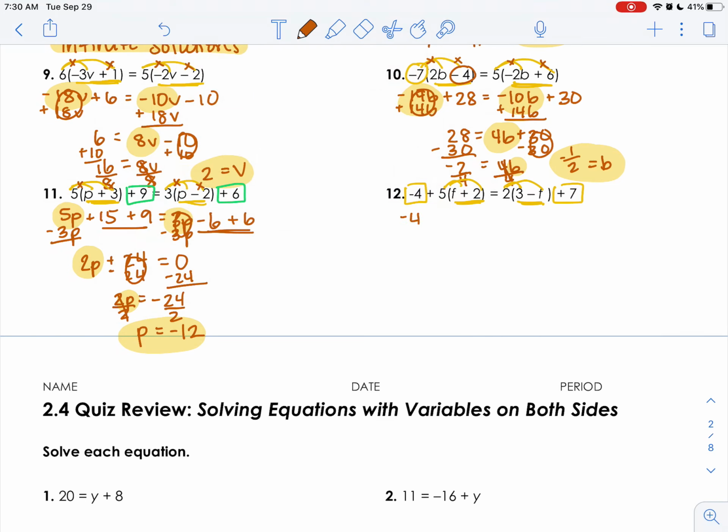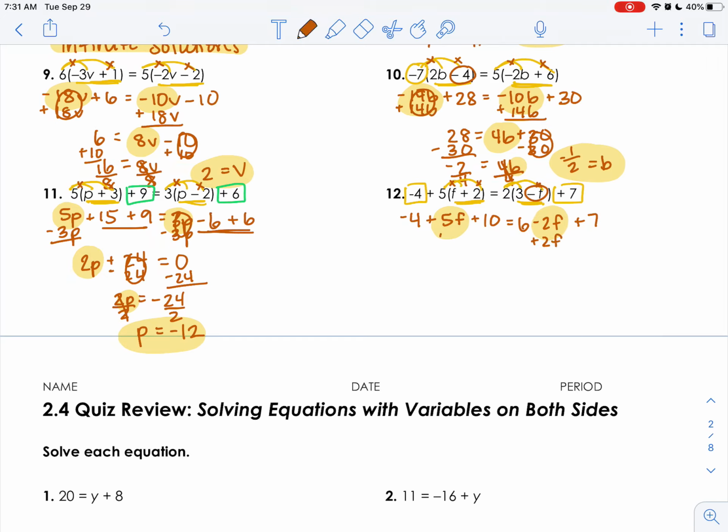So let's go ahead and do this. This negative 4 drops down. Plus 5 times f is 5f. 5 times 2 is a positive 10. On the right, I have 2 times 3, which is 6. 2 times negative f is negative 2f. Drop down the plus 7. Oh, sorry, I wrote a t, but that's actually an f. I was like, that's weird. 2f. Okay. So I've got 5f on this side, negative 2f.